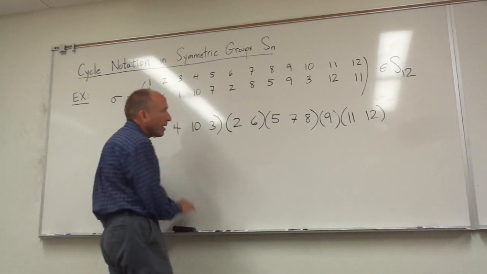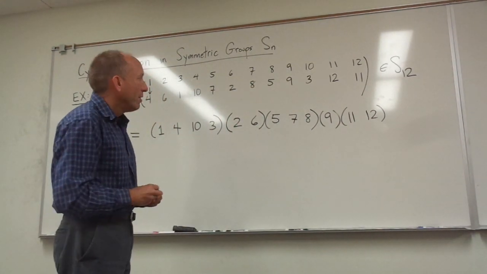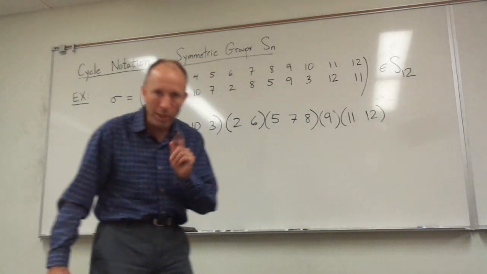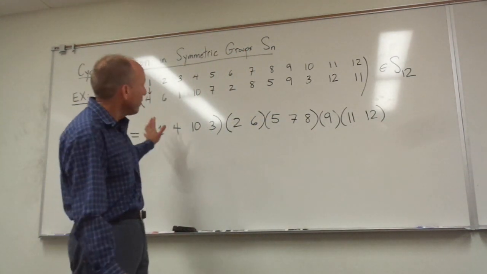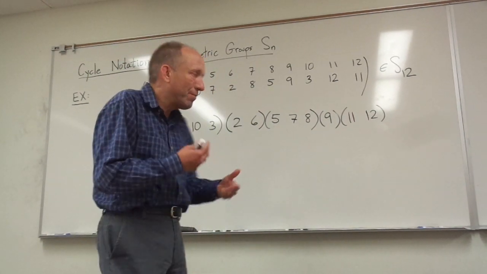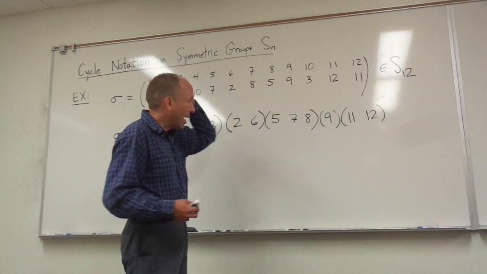Let me make a couple of comments about this. First of all, you don't see any of these numbers more than one time, right? Every number from 1 through 12 can only be in one cycle after you've done this procedure, right?